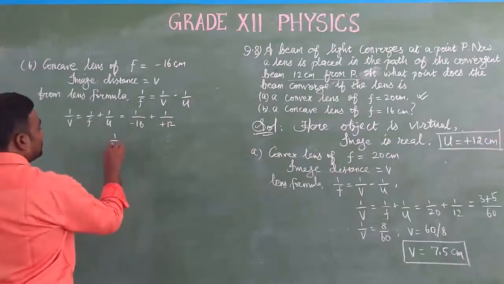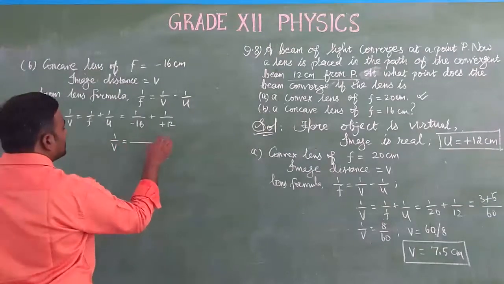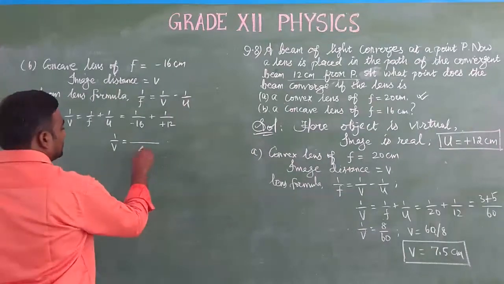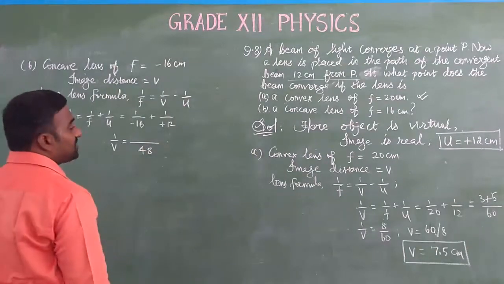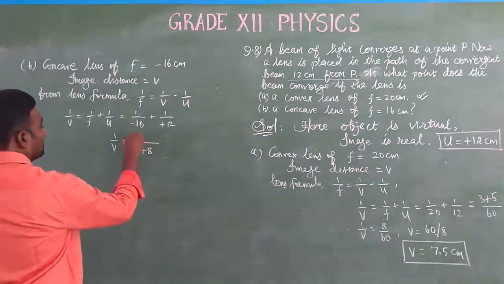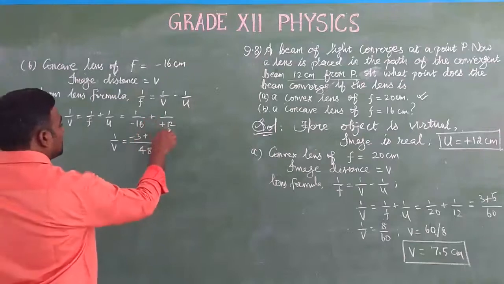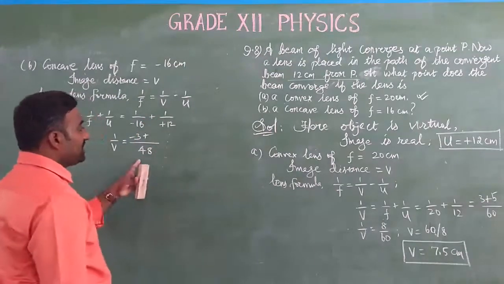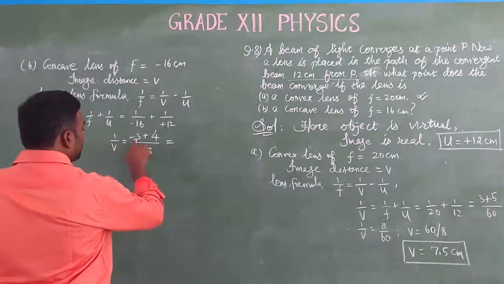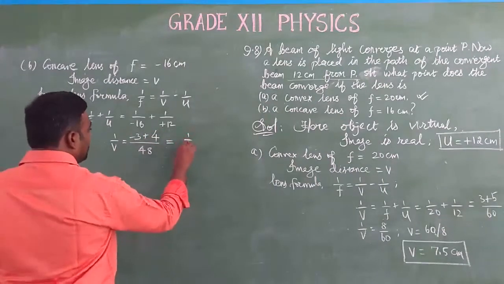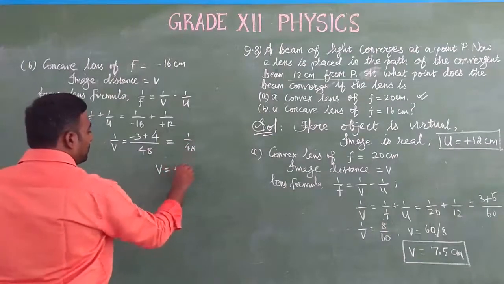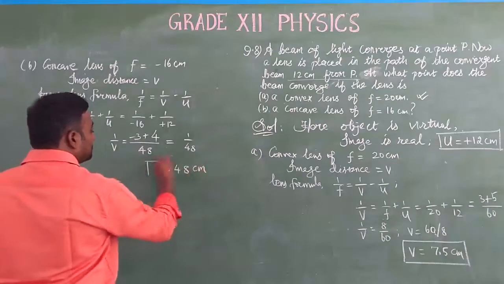So take the LCM. 1 by v is equal to... for 16 and 12, what is the LCM? LCM is 48. How many 16s are 48? It is 3. So minus 3. How many 12s are 48? It is 4. Then minus 3 plus 4 is equal to plus 1 by 48. So take the reciprocal on both sides. v is equal to 48 centimeter. So the image distance is 48 centimeter.